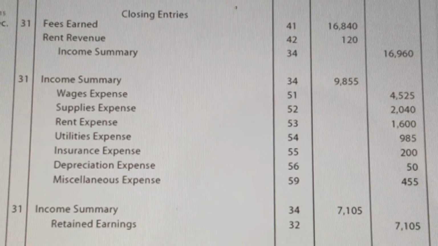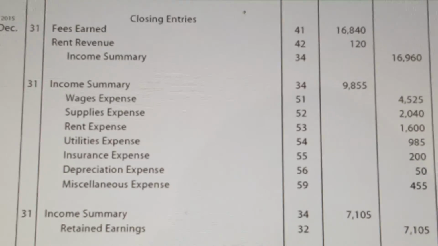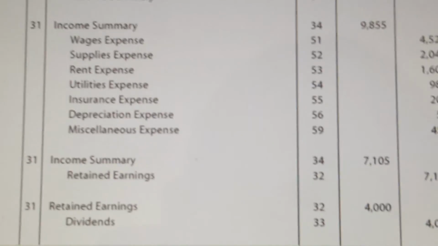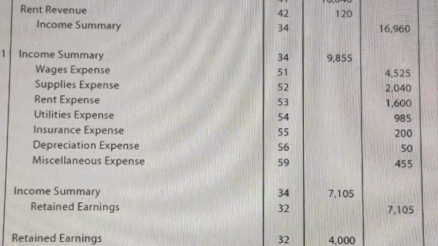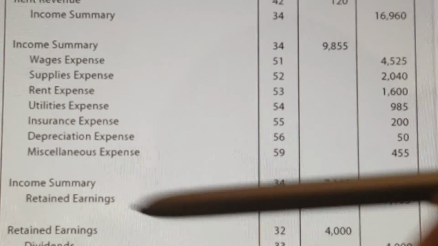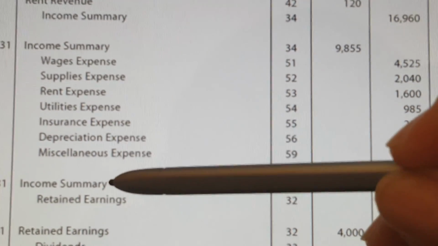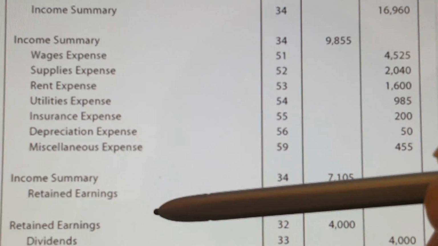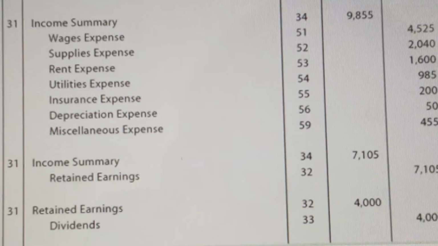How do you increase retained earnings? By crediting it. What does net income do to retained earnings? Increase it. So again, your closing entry number 3 is going to be a debit to income summary and a credit to retained earnings if you have a net income. If you have a net loss, it's going to be the opposite. It's going to be reversed. It's going to be a debit to retained earnings and a credit to income summary equal to the amount of the net loss. Let me say that again.